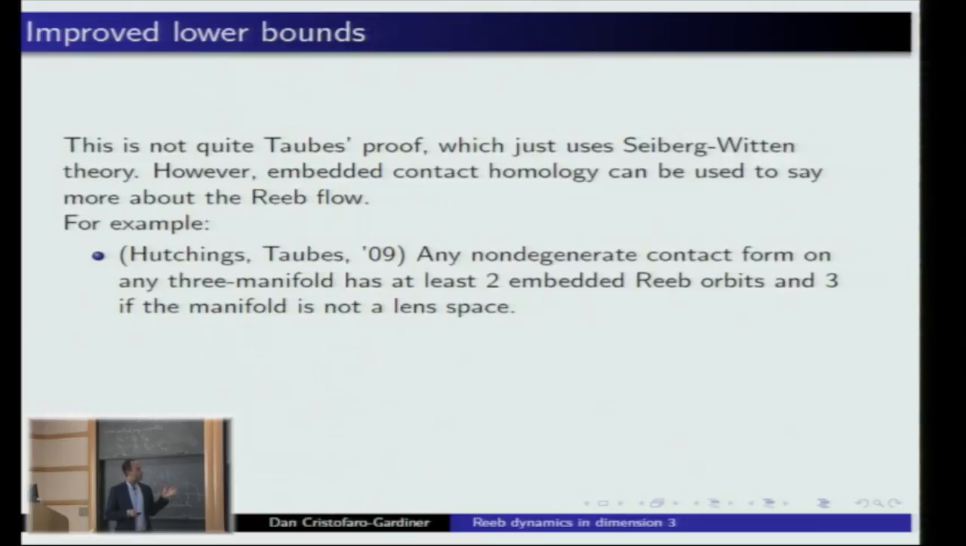So, for example, a result of Hutchings and Taubes from 2009 shows that if you have a non-degenerate contact form, and this is a technical hypothesis that, again, I don't want to get into, but it's analogous to non-degenerate critical points in Morse theory, then what Hutchings and Taubes show is that you have at least 2 embedded Reeb orbits, and at least 3 if the manifold is not a lens space.